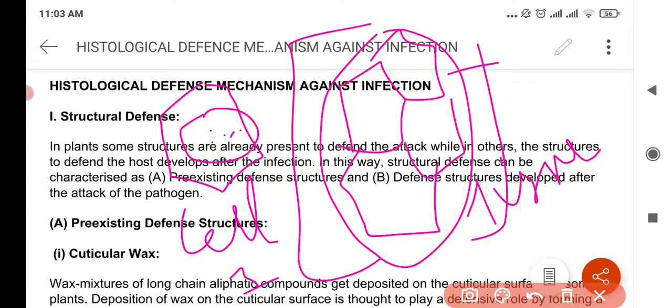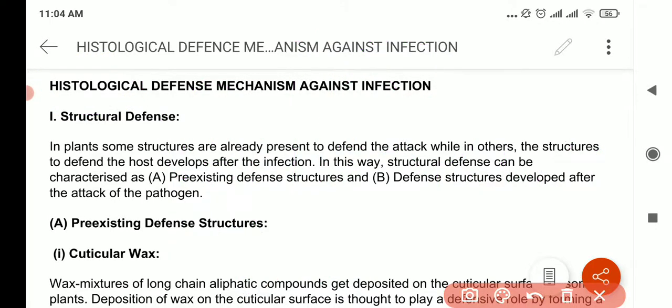So histology means the tissues. The study of plants is known as botany, so the study of tissues is known as histology. So histological defense mechanism means we'll see how the cells defend against pathogens, against bacteria, against fungi. Just like we have saliva.